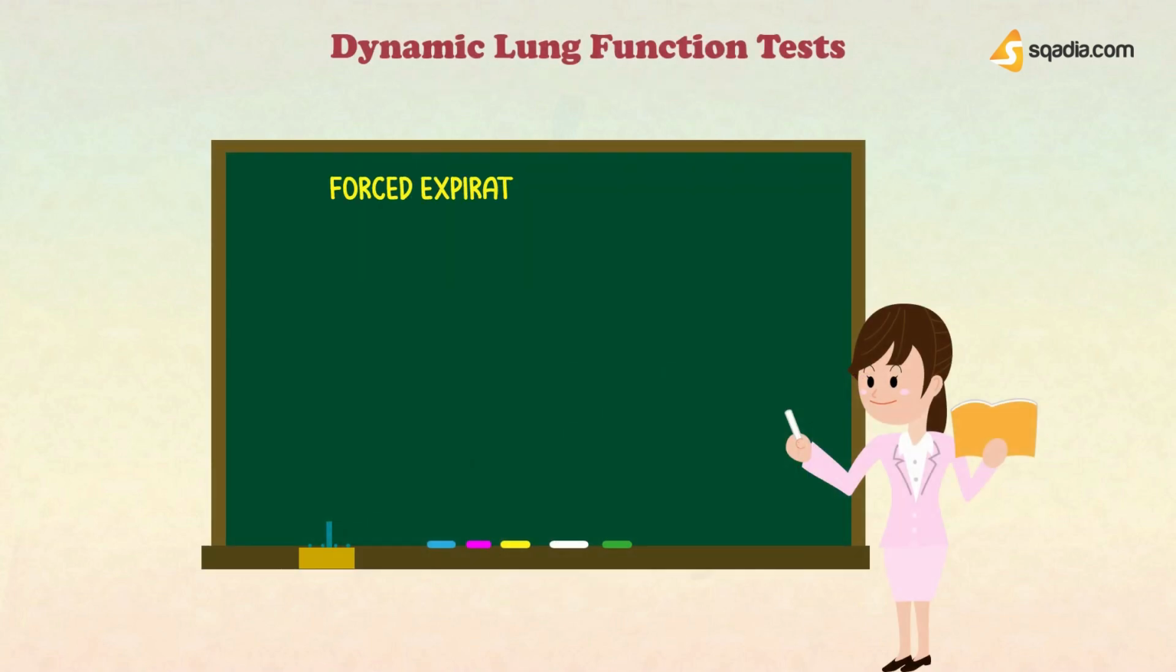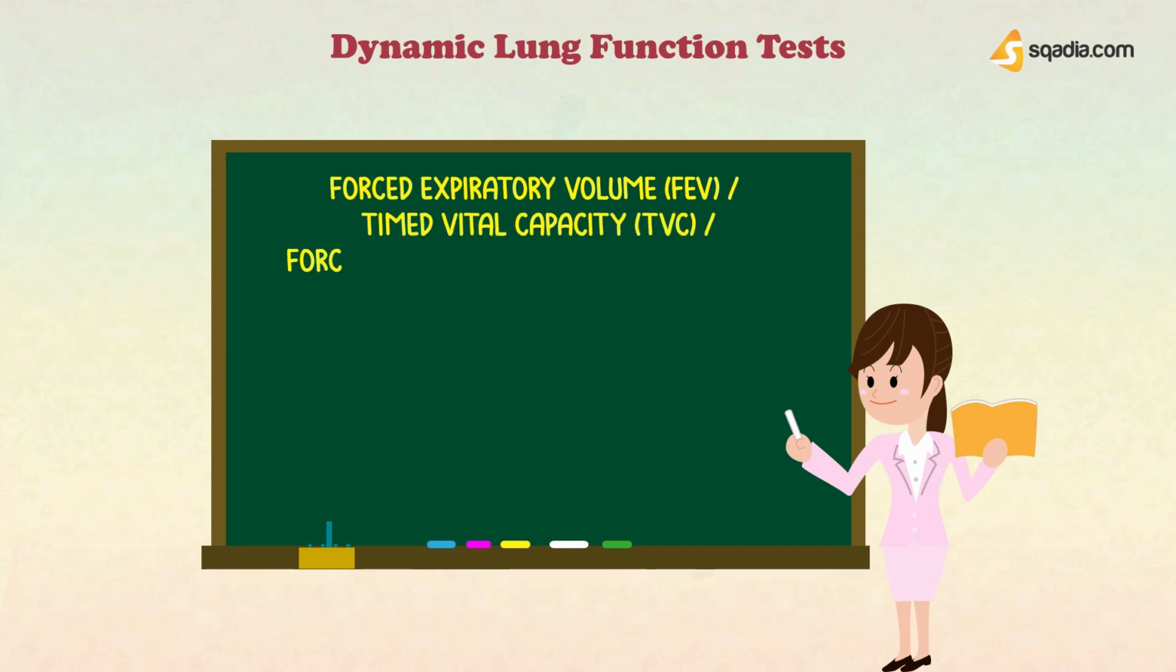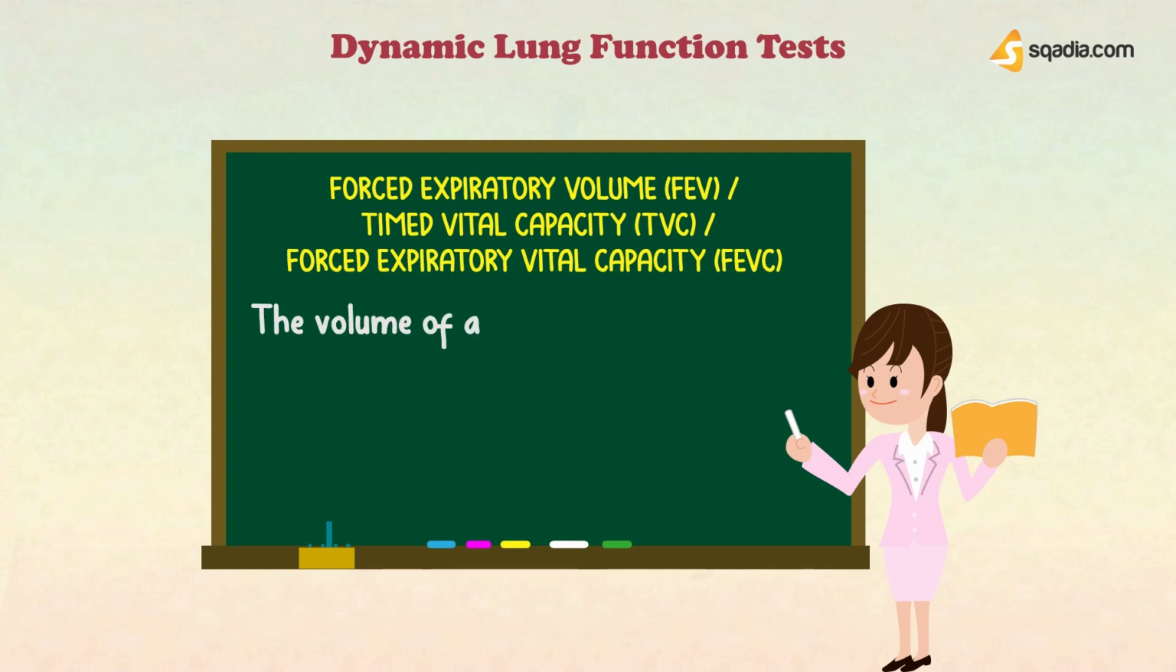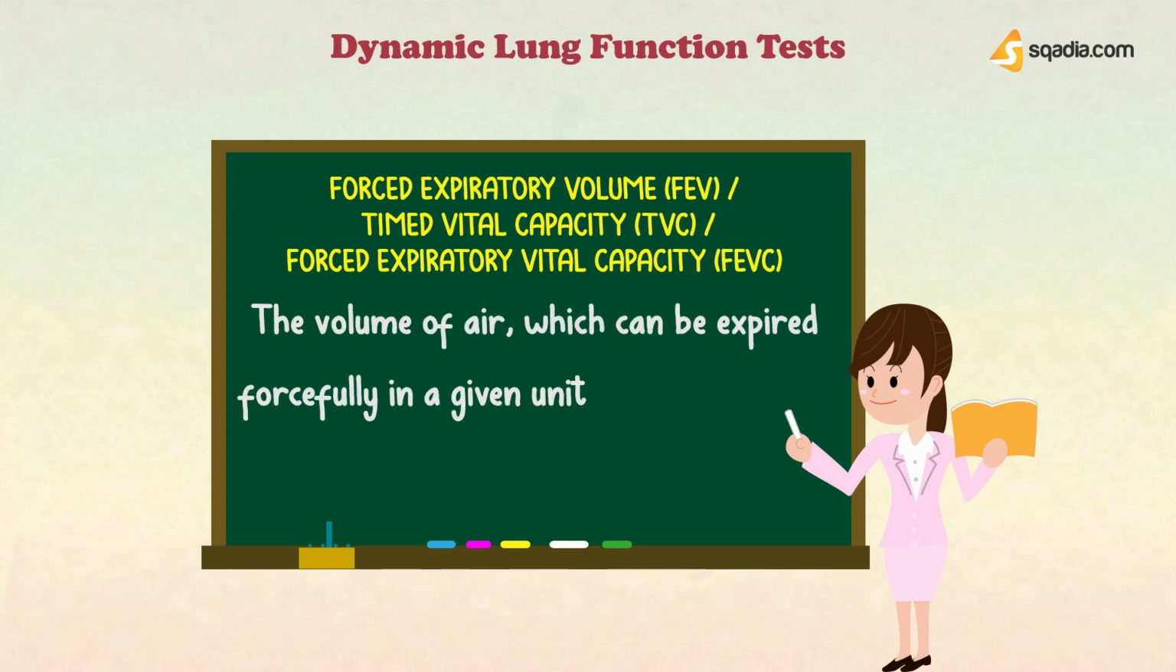Next, we have forced expiratory volume, or timed vital capacity. Now, forced expiratory volume, FEV, is the volume of air which can be expired forcefully in a given unit of time after a deep inspiration. It is also called timed vital capacity or forced expiratory vital capacity, FEVC. It is a dynamic lung volume.